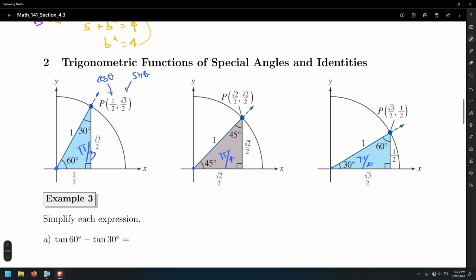Right? Same for the 45-degree triangle. Well, we have x and y actually to be the same, root of 2 over 2. Root of 2 over 2 for y, root of 2 over 2 for x. And well, for what else? For the 30-degree angle, the components interchange in comparison with the 60-degree angle. All right? And nothing else is going to change about it.